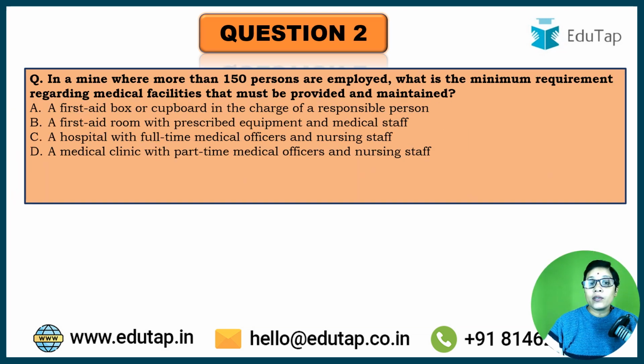Moving on to our next question related to the medical appliances under section 21. Under section 21 of the Mines Act, in a mine where more than 150 persons are employed, what is the minimum requirement regarding medical facilities that must be provided and maintained? When it comes to this section, every mine shall provide and maintain readily accessible first aid boxes or cupboards, compulsory. And there should be an in-charge who is responsible for such treatment, and that person should be trained in first aid treatment and readily accessible during the working hours of the mine. Definitely, because if anything happens, immediate first aid is necessary.